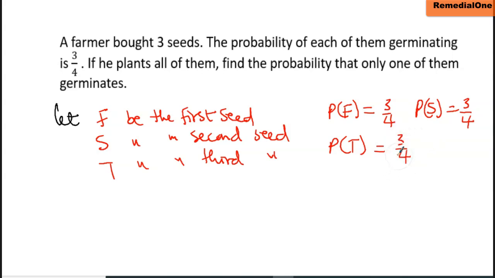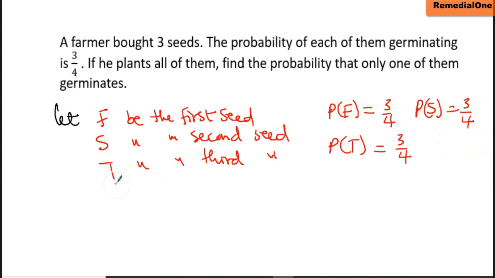Okay, so let's look at the dynamics. We have to find the probability that only one of them germinates. So only one of them germinates means we have 3 seeds. If one germinates, it means that the other 2 will not germinate.